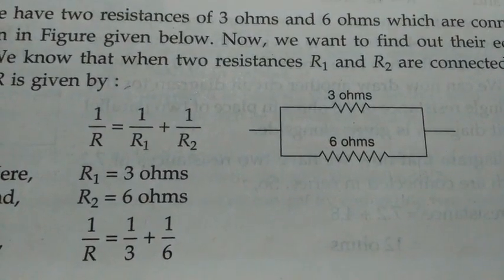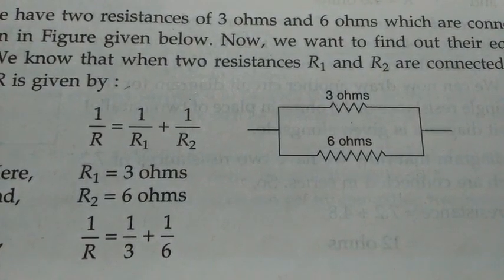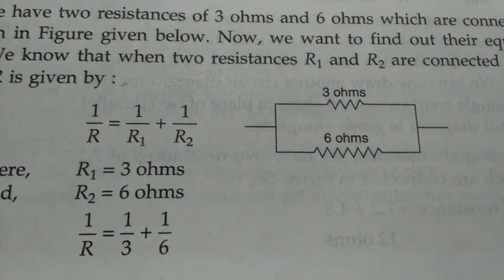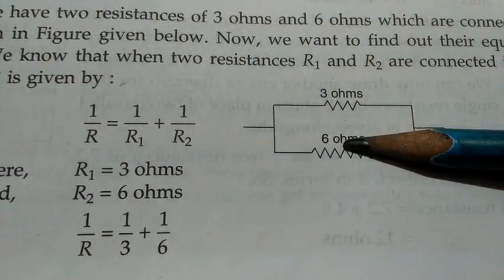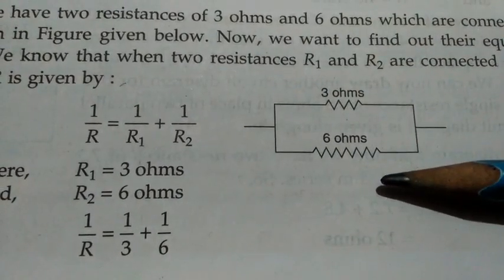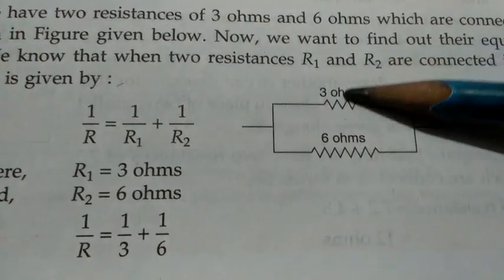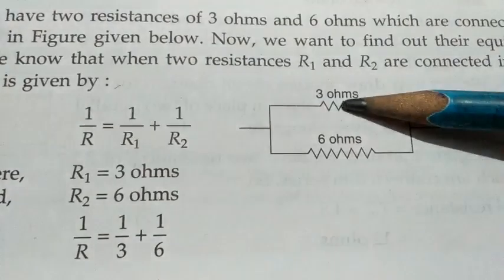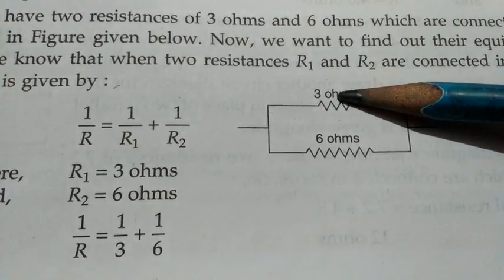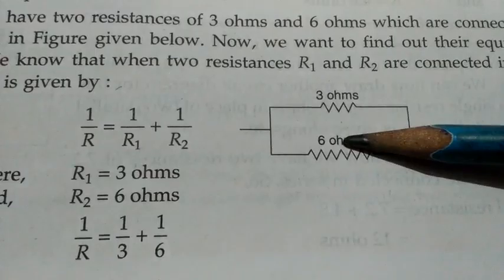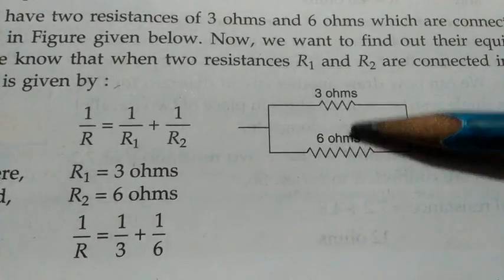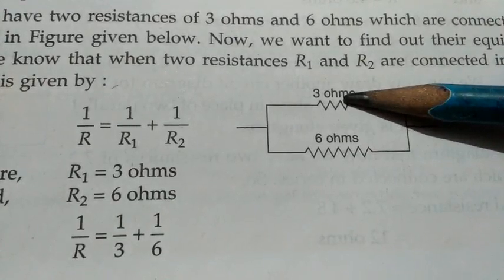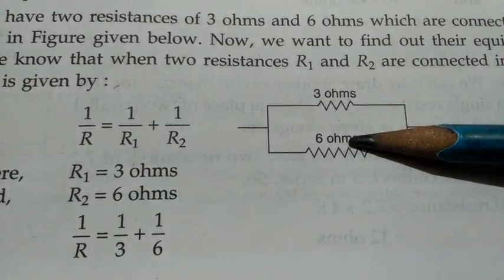In the previous example, the resistances were connected in series. Now suppose two resistances are connected in parallel combination. In that case, how will you find the total resistance? Here in front of you is one parallel combination in which two resistances, 3 ohms and 6 ohms, are connected in parallel. Consider 3 ohm as R1 and 6 ohm as R2.